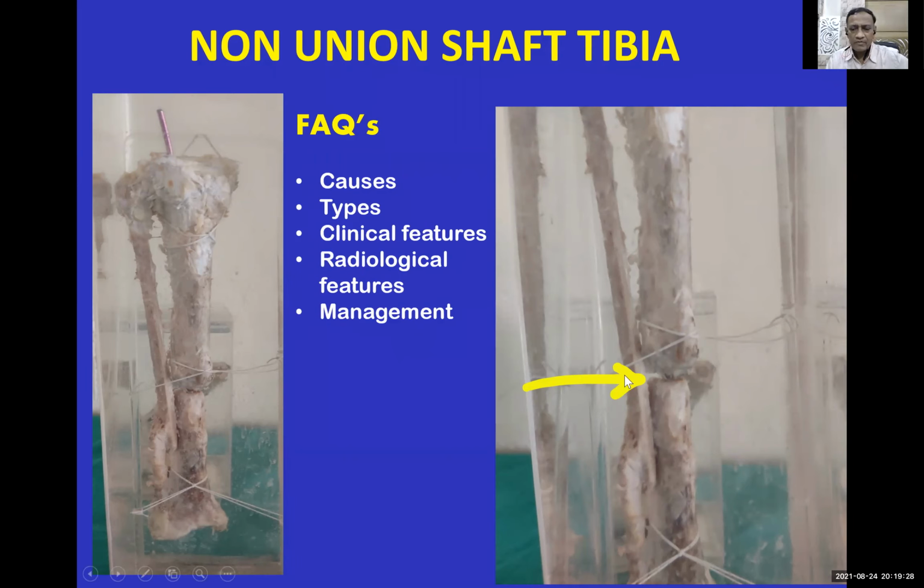So this is the specimen of the non-union of tibia. You can see the gap at the fracture site. So the diagnosis is very clear-cut: non-union of tibia, and the fibula is malunited. You can see it here.